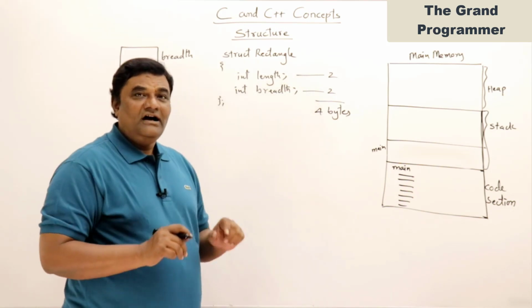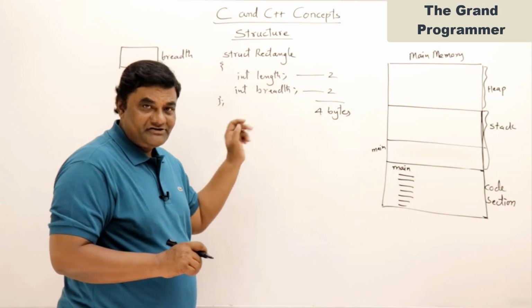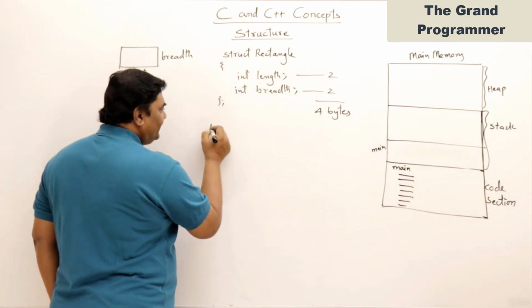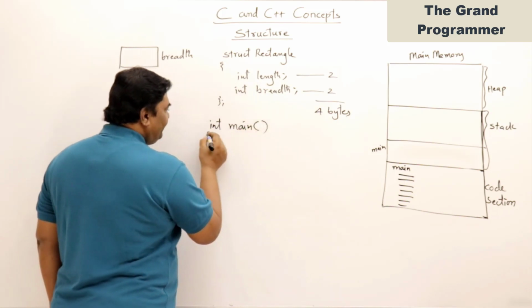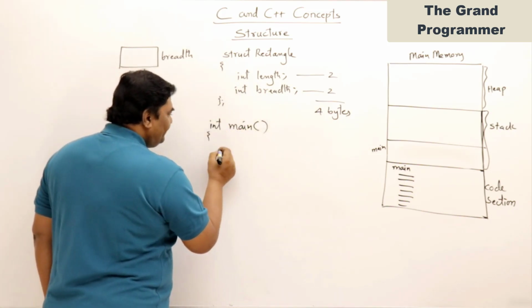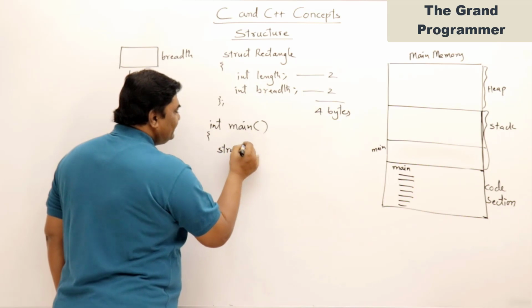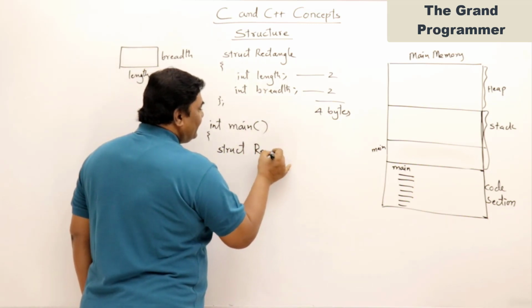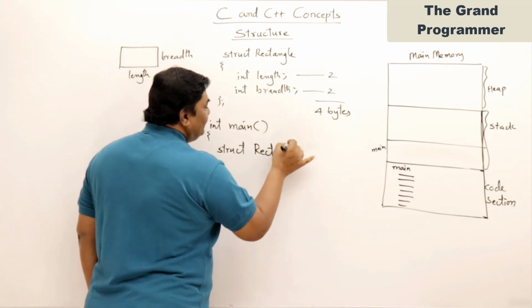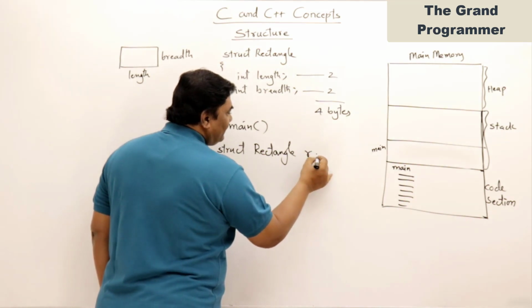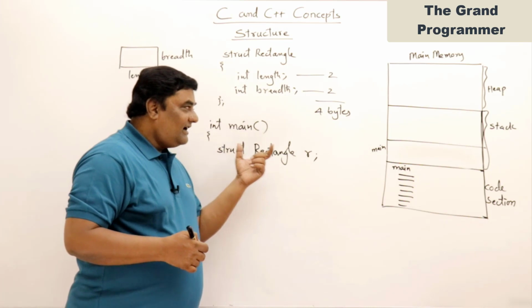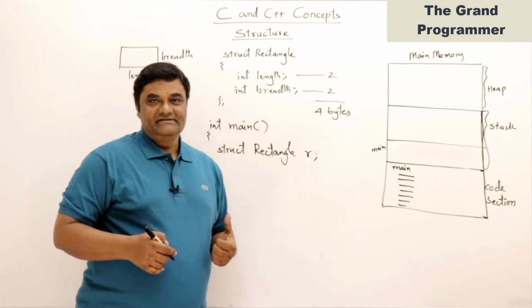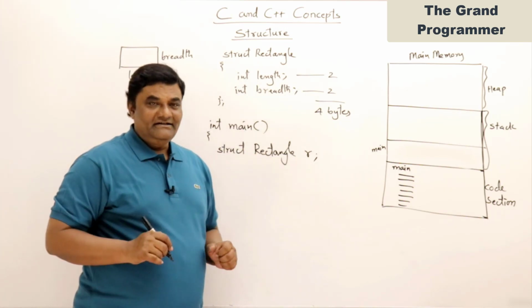Now next, let us learn how to declare a variable of that structure type. Inside the main function, if I declare a variable, the method of declaration is to write struct as a keyword, then give the name rectangle, then I'll give the name as R: struct rectangle R. This is a declaration. Now this R will occupy memory space, right? This will be created in the memory.